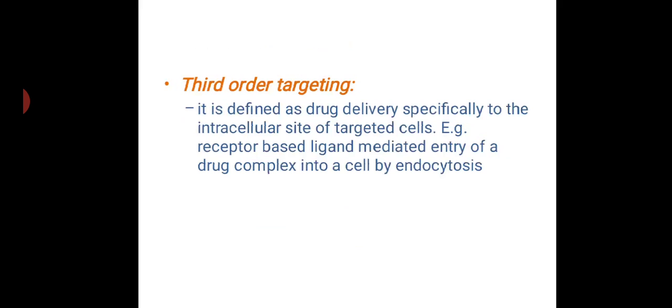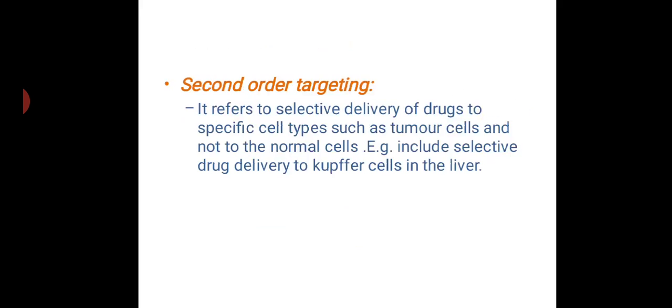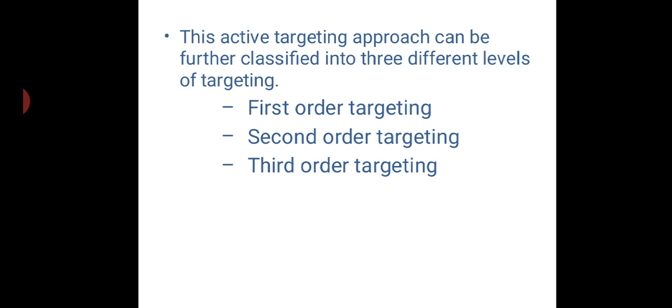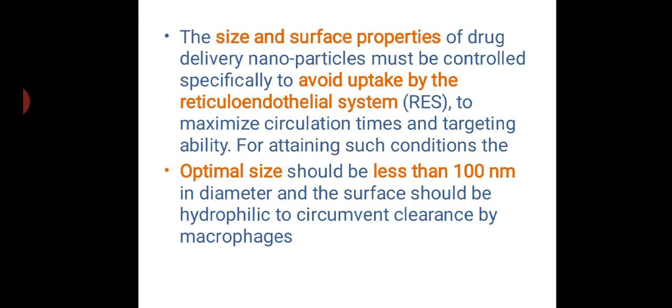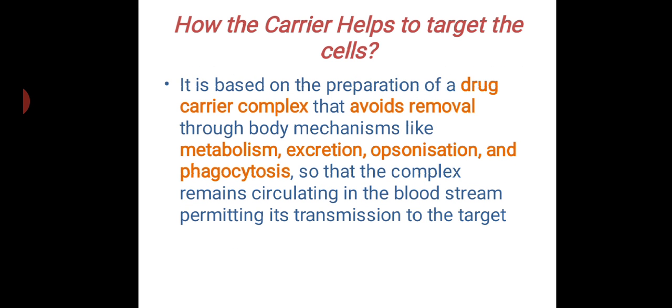The third order targeting, this delivery specifies the intracellular site of the target cells. So in the second order, it was only towards the cell, but in the third order targeting, this carries the drug molecule into the intracellular site of the cells. Okay, so that is the different methods of active targeting. Now let us see how the carriers help to target the cells.